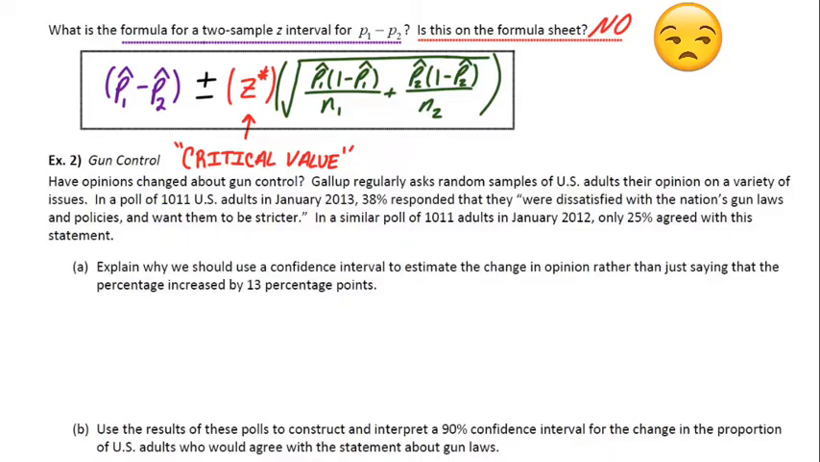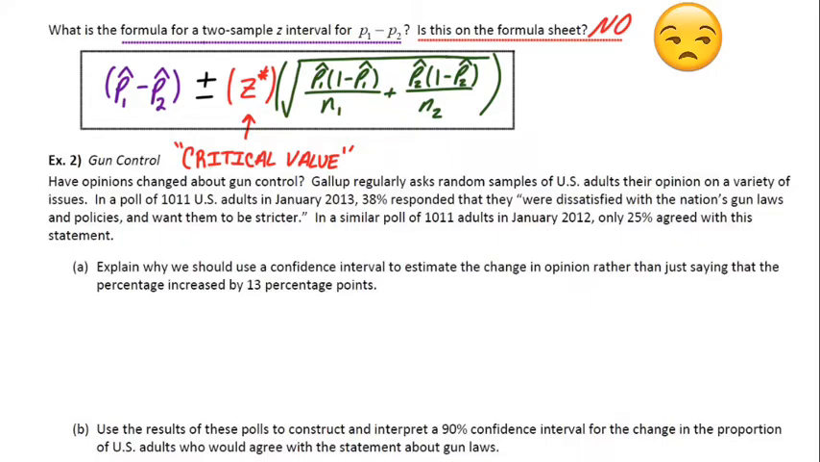So let's go to the gun control example here. It says, have opinions changed about gun control? Gallup regularly asks random samples of U.S. adults their opinion on a variety of issues. In a poll of 1,011 U.S. adults in January 2013, 38% responded that they were dissatisfied with the nation's gun laws and policies and want them to be stricter. All right, so that was from 2013. In a similar poll of 1,011 adults in January 2012, only 25% agreed with this statement.